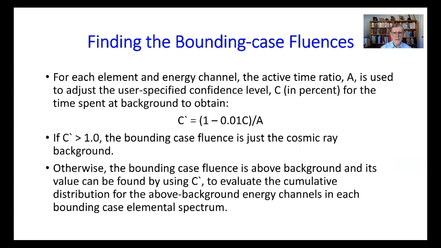To find this bounding case fluence, we need to correct the confidence level given by the user, and the method we use is shown here. We need to use the active time ratio, and the quantity C is the confidence level specified by the user in percent. The equation here corrects that to obtain C prime, which is what we use to index into the cumulative distributions. If C prime is greater than 1, it means that the bounding case fluence for the mission is actually at the background level. Otherwise, C prime is used to evaluate the cumulative distribution for each of the energy channels in order to obtain the bounding case fluences.